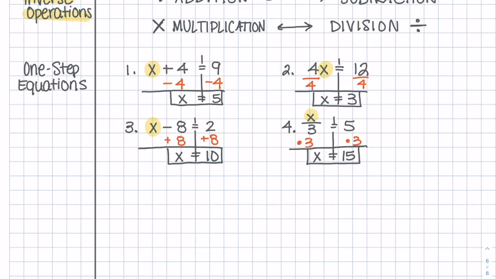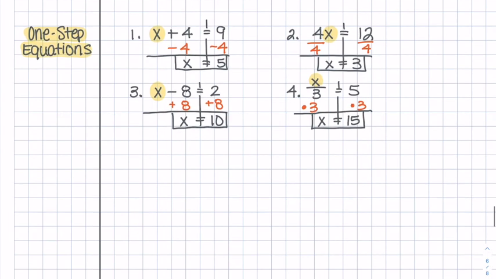So hopefully you guys are cool with the one-step equations, okay? But we got to make it more difficult. Like, this was too easy. We got to step it up a little bit. So now we're going to go into two-step equations.